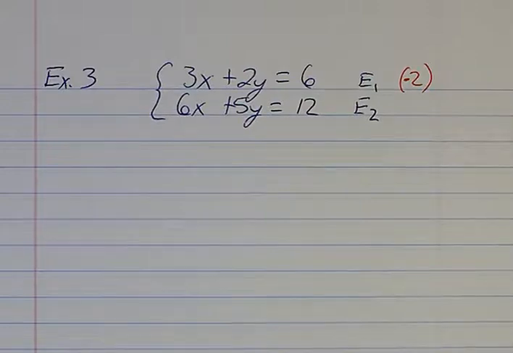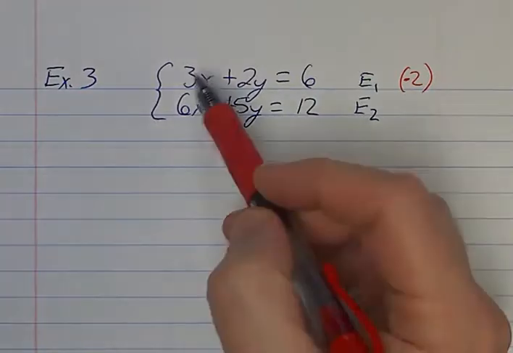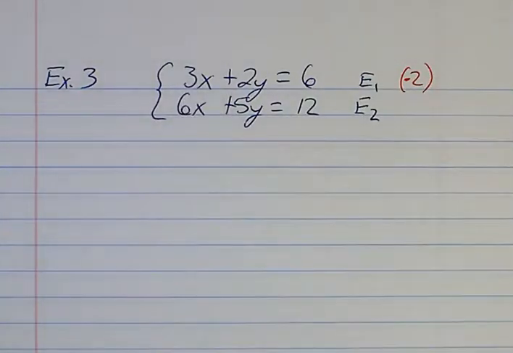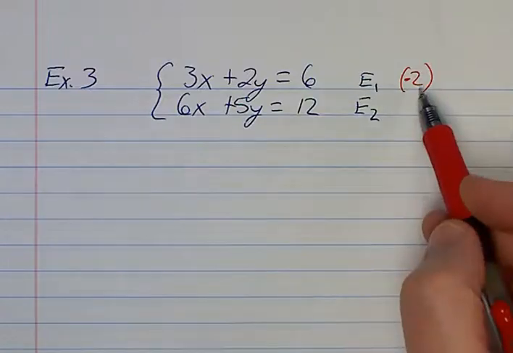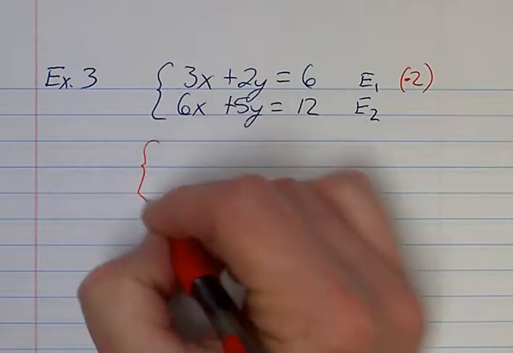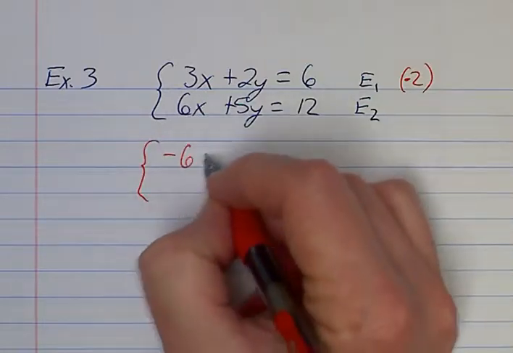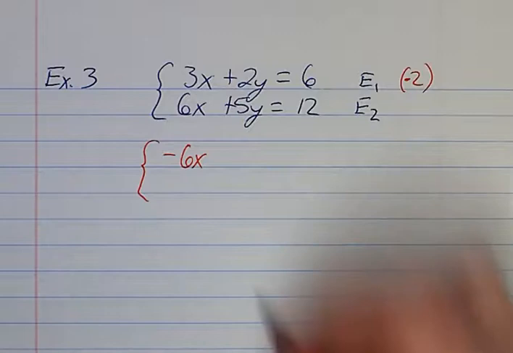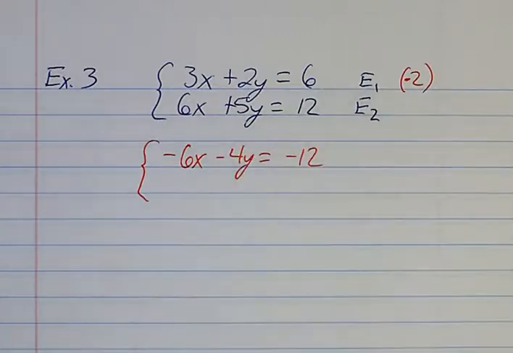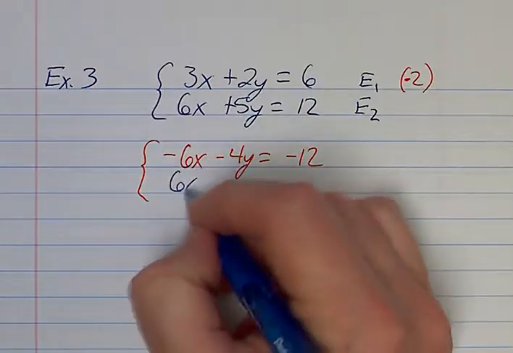Okay, so if you look at it and you go, okay, 3 times 2 is 6, I've got it here. If you realize that they're both positive, one's got to be negative. So if you're going to multiply by 2, just go ahead and multiply by -2 so it's all in one step here. Okay, so that's going to be negative 6x minus 4y equals negative 12. The bottom one, we didn't change it, so it's good to go.